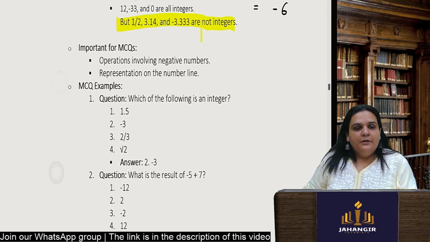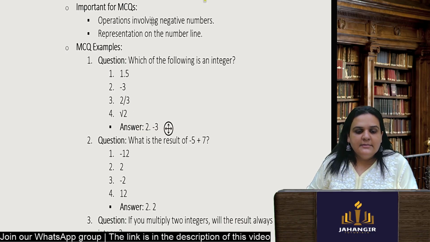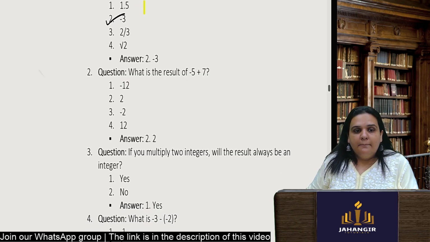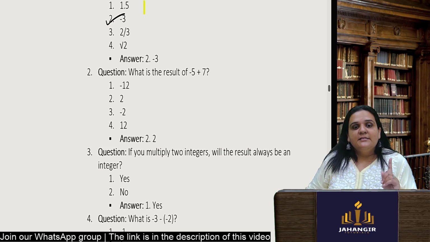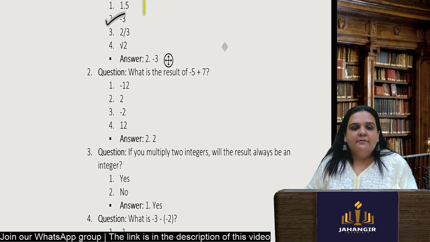Let's see some important questions on integers. Which of the following is an integer? 1.5, not an integer. 2 upon 3, not an integer. Square root of 2, not an integer. Minus 3 is an integer. Okay, so minus 3 is an integer. It can be represented on the number line. What is the result of minus 5 and plus 7? I told you if there is a negative and positive number, subtract and take the sign of the greater number. So the sign will be of 7. So it will be plus 2.